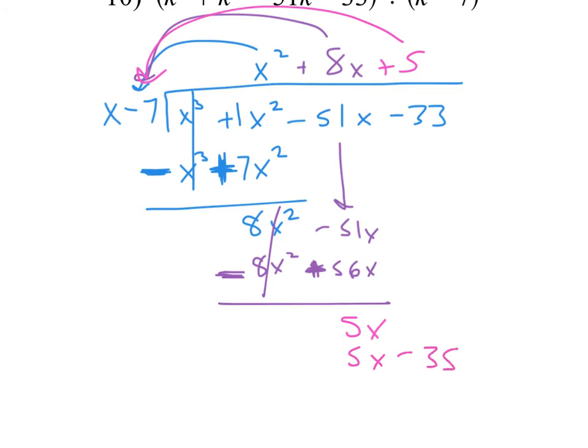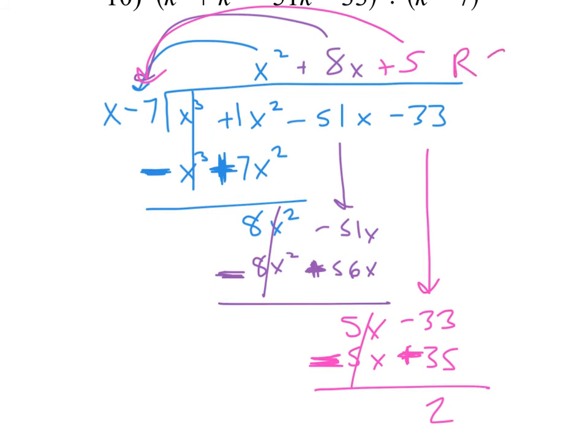What do we do next? We can drop the negative 33. What else do we have to do? Change the signs. Don't forget, change the signs. So what happens to the 5x's? Cancel. What's negative 33 plus 35? 2. What do we do with the 2? That's our remainder. So this is our answer.